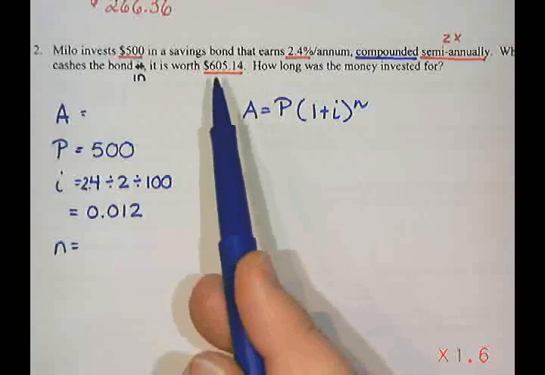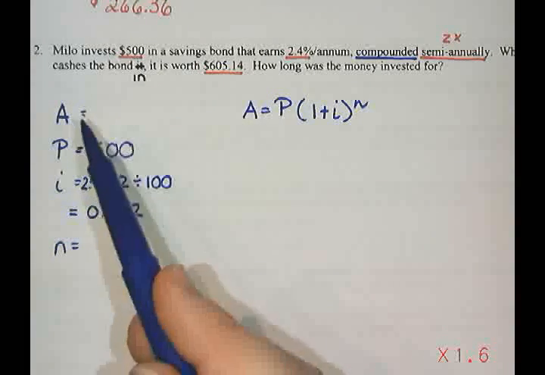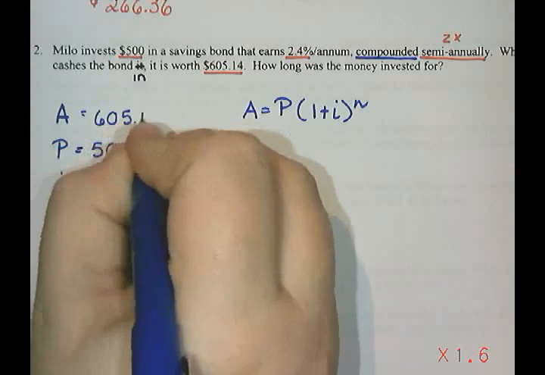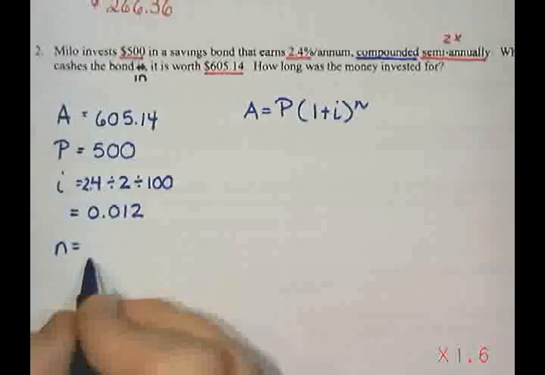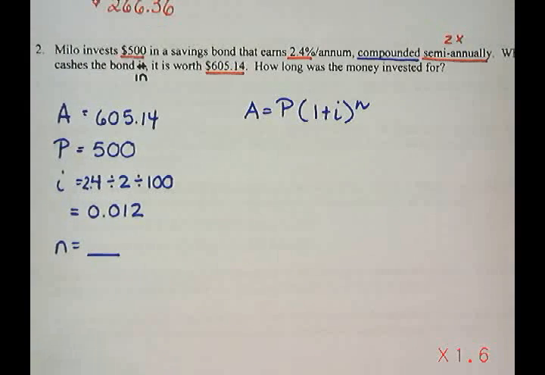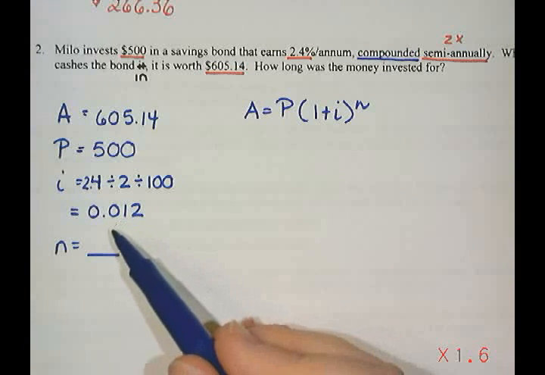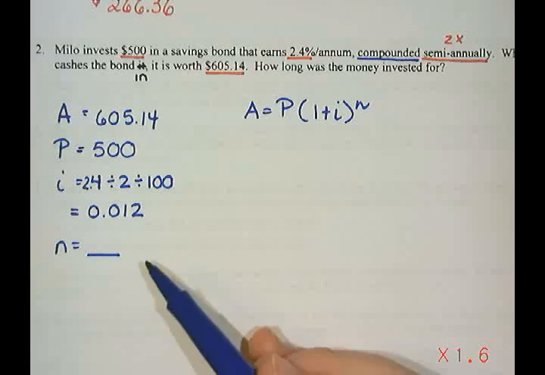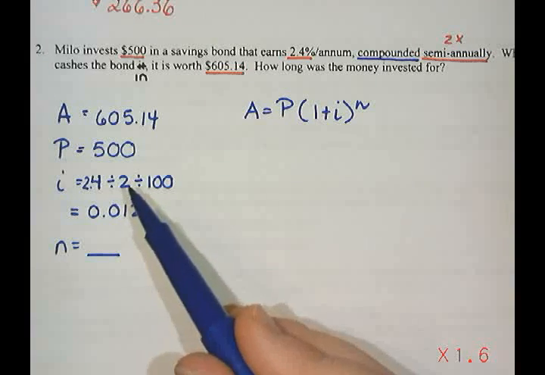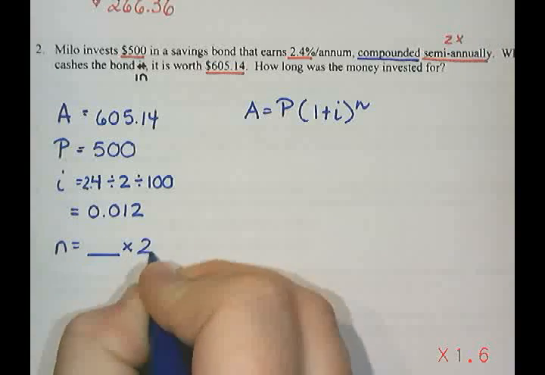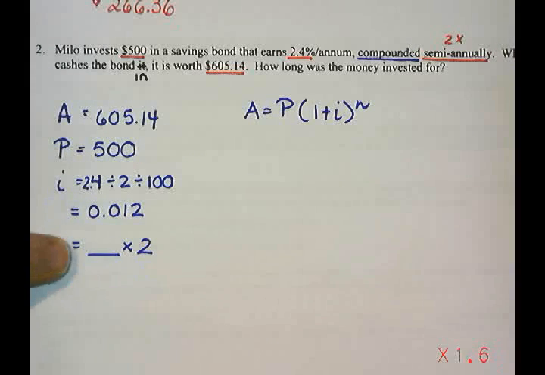Now, the $605.14, that's our final amount. And what I'm missing here is my N. So I don't know how many years we invested it for or how long we invested it for, but I do know that if we were investing for, say, 10 years, then we'd actually get interest 20 times because we always earn our interest twice because it's semi-annually. So whatever this number is, I am going to have to multiply it by 2. So that's going to come in handy later.